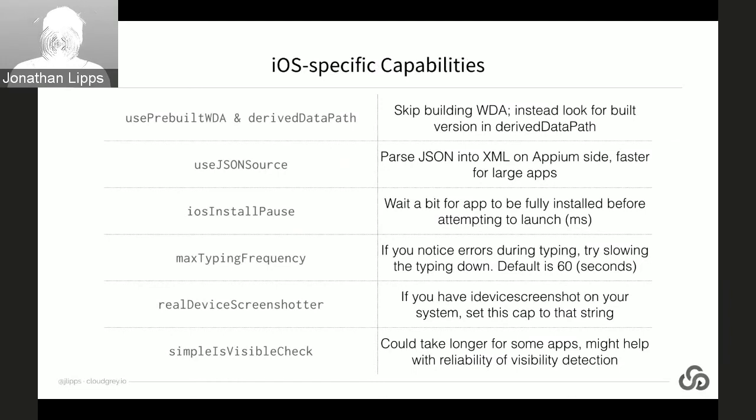Finally, visibility checks are a big problem with iOS automation in terms of not having really great information from XCUITest about what's actually visible and what's not. If you're running into problems with element visibility and you would like a better check for visibility that might take a little more time, you can use the simpleIsVisibleCheck capability, which might help in the case of your application.